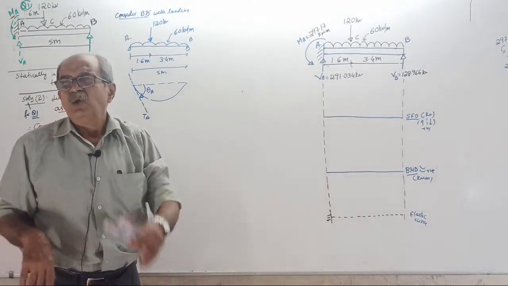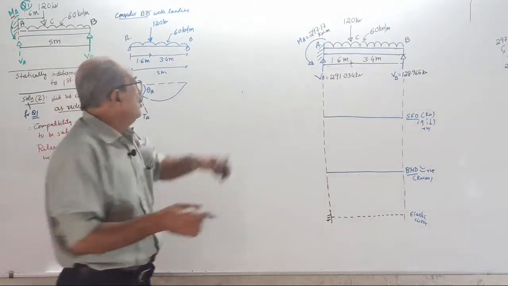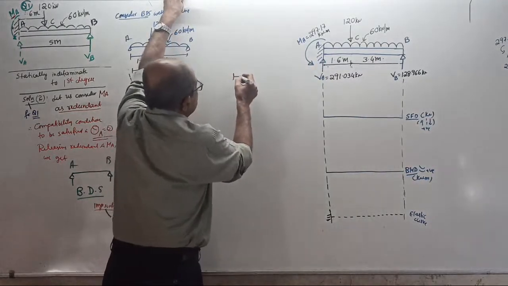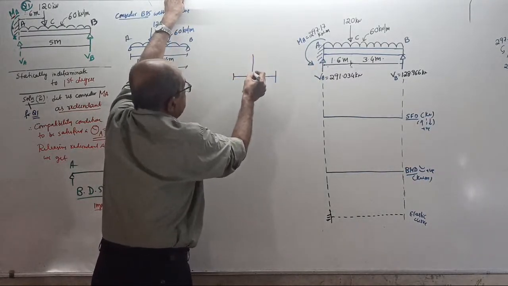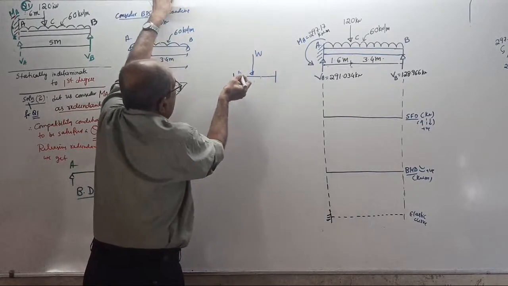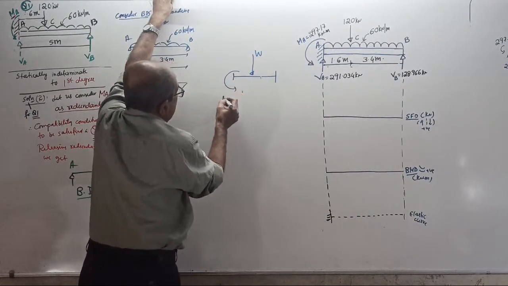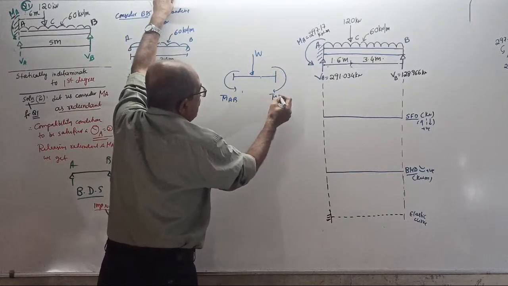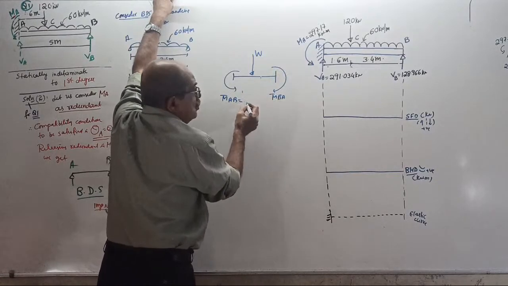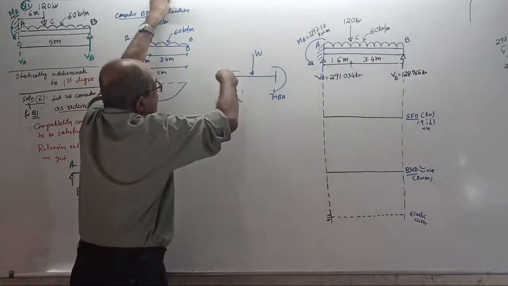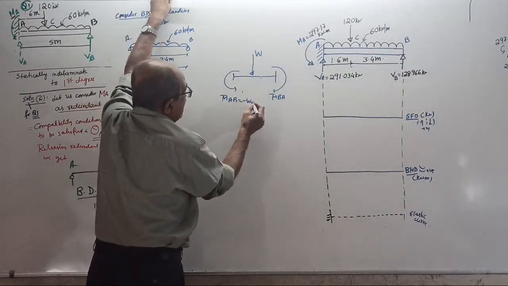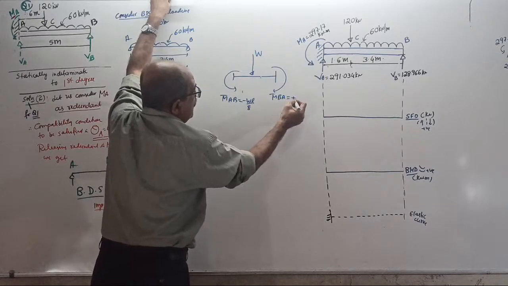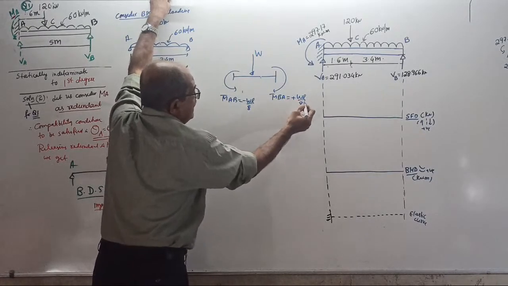You don't know. So many people, I will tell you, in online classes, I recently saw yesterday. They will put a point load here, W. They will write anti-clockwise M bar AB and clockwise M bar BA. You may not believe what they are writing. This is anti-clockwise, they will write minus WL by 8. This is plus WL by 8.